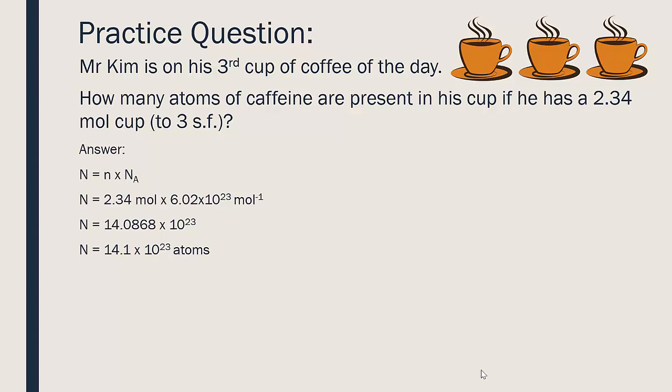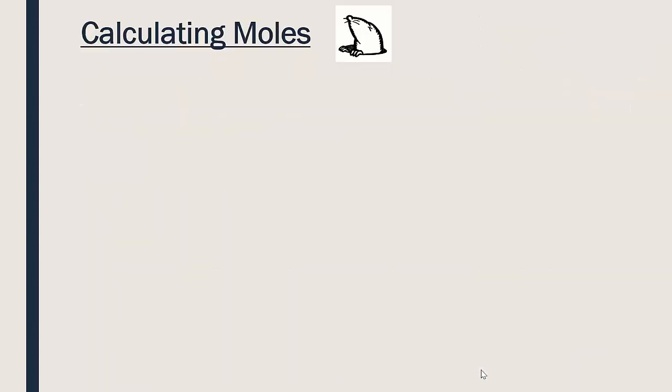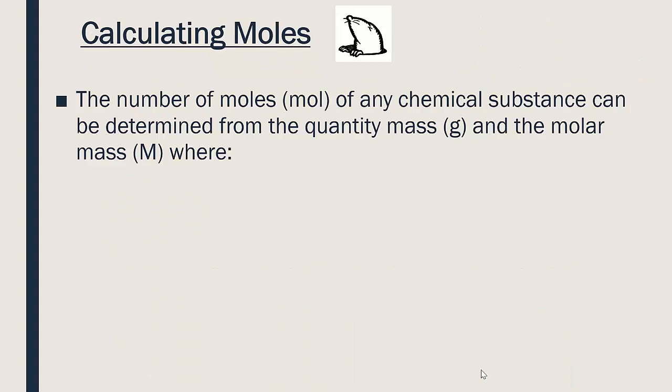The real problem though is that in our everyday lives and even in our chemistry lives, we don't like to look at how many atoms of something are reacting. It's not actually very useful to count things in atoms. So instead we try to use something a bit more useful. And as we said, the most common form of measurement is mass. So we can also calculate moles using mass and using molar mass.